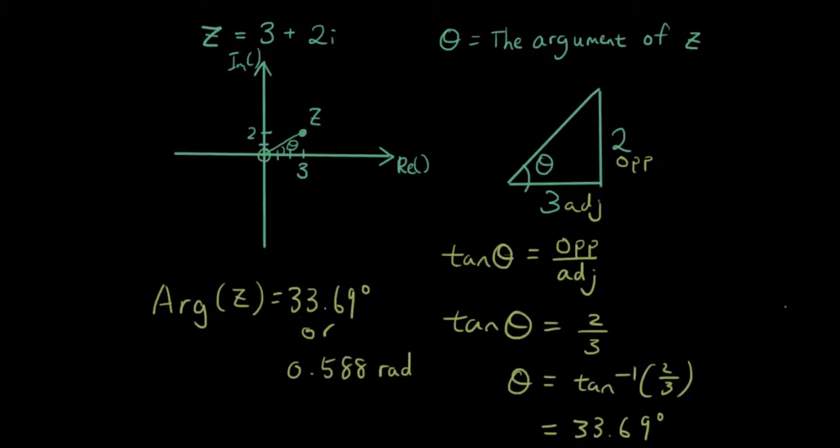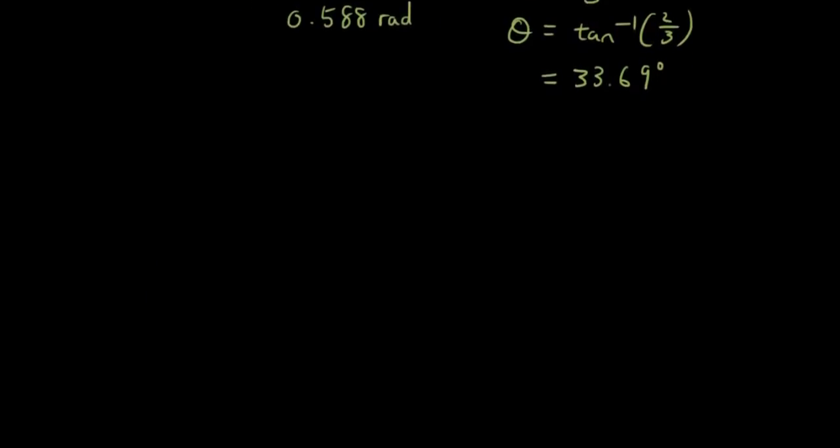Okay, so I will give you another example question, and you can have a go and see if you can do it. So let z equal 4 plus 5i. Find the argument of z. Okay, so have a go at it and come back when you're done.